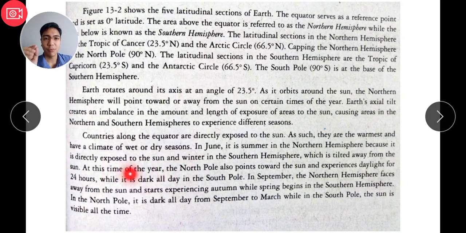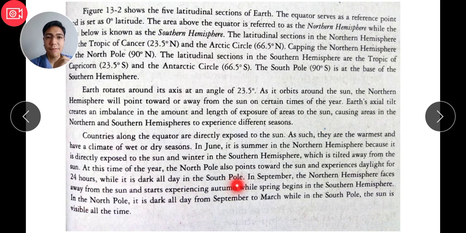So, direct, we know na, kunwari, ako yung sun, no? Pag umiikot-ikot yan, we revolve yan, okay, around the sun. So, in June, si Northern Hemisphere is summer kasi directly siya nakatutok doon sa ating sunlight. Winter naman kay Southern Hemisphere kasi naka-tilt away siya, di ba, nung pinag-aralan natin ng Grade 7. So, at this year, the North Pole also points toward the sun.